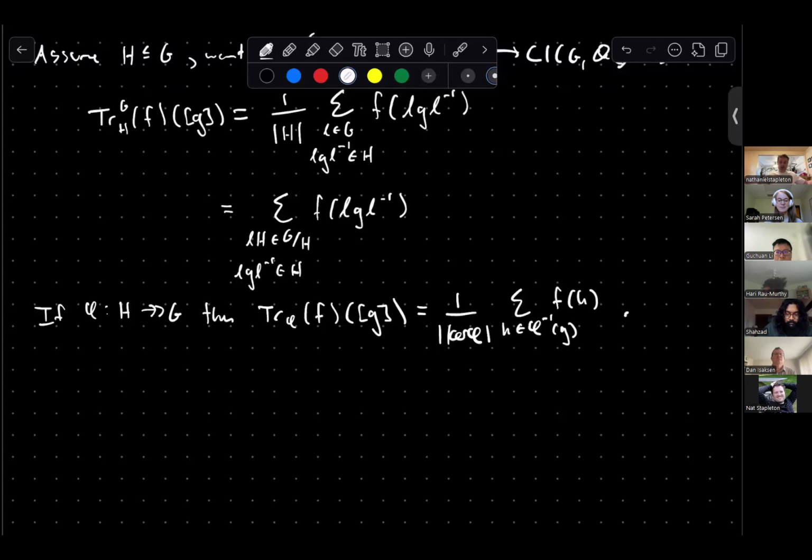Okay, so that's all that I wanted to say about the relationship between the character map and restrictions and transfers. I didn't do an example there, but I want to jump into the power operation stuff. Are there any questions at this point?